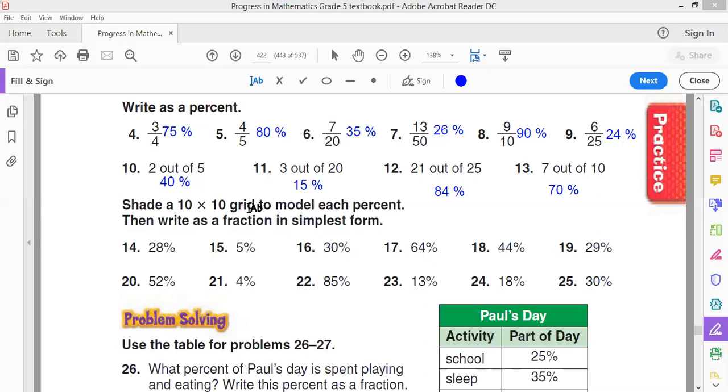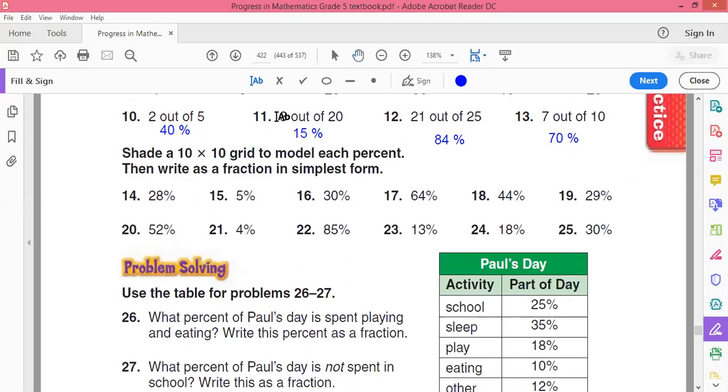Teacher, can I answer the first one? Then write as a fraction in simplest form. Teacher, I can answer the first one. Moaz, tell me. 7 multiplied by 4 and 25 times 4. Which question? Question 14. Yes. No. Listen to me.